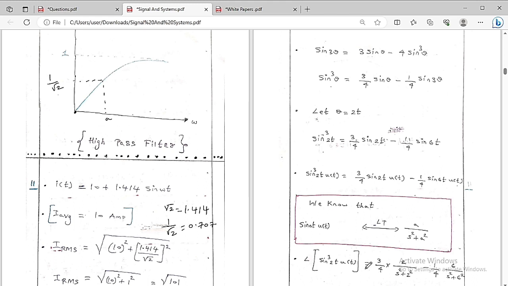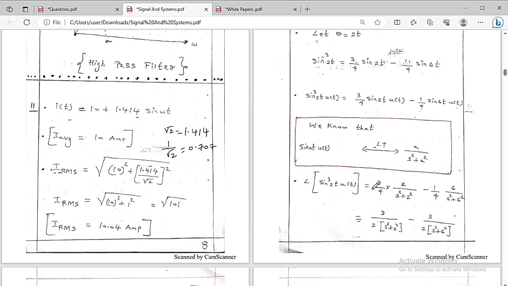So the Laplace transform of this integral is equal to 3 by 4 into, what is the Laplace transform of this one? It is nothing but, with a equal to 2, 2 by s square plus 2 square. Now this one is 1 by 4 into the Laplace transform of sin 6t, with a equal to 6, so 6 by s square plus 6 square. So if we simplify, 2 ones are 2, 2 threes are 6, so 3 by 2 into s square plus 2 square minus 2 threes are 6.